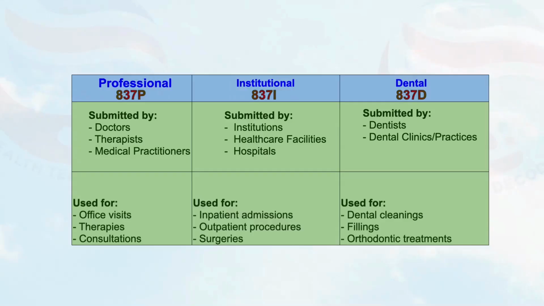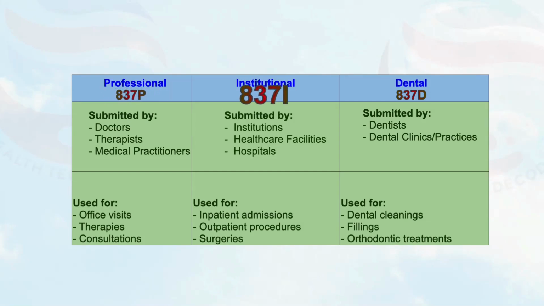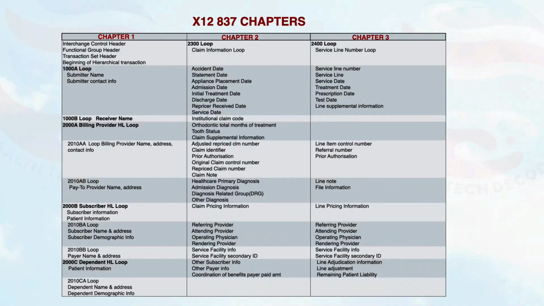837 files can be professional, institutional or dental. When they are submitted by practitioners, they are called 837P. When they are submitted by institutions or facilities or hospitals, they are called 837I. And when they are submitted for any dental services, they are called 837D. Here I am discussing the segments side by side with each other so that you can easily understand how they all differ. I have divided the 837 transaction set explanation into three chapters based on the loops.